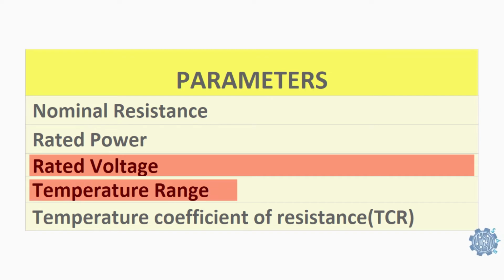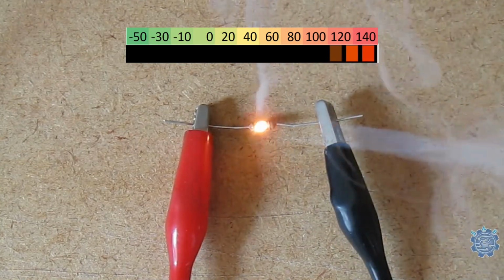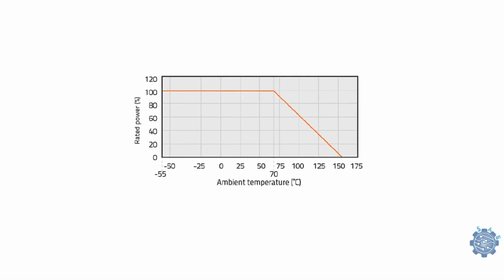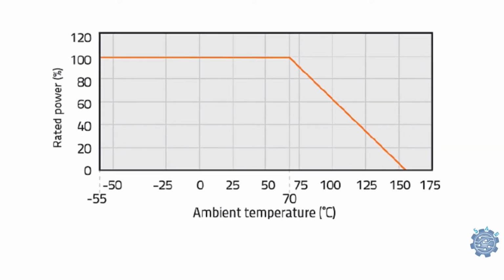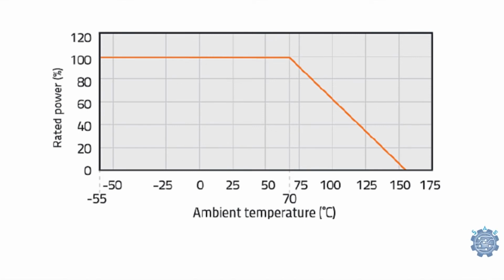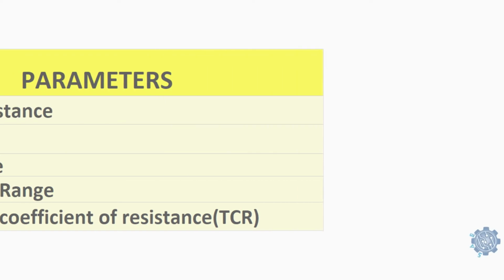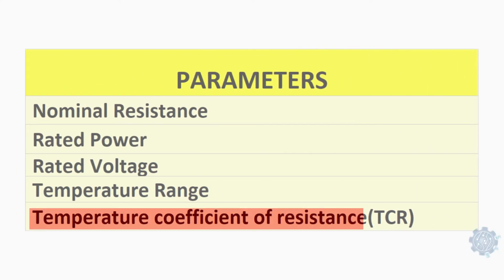Also, resistors have a temperature range in which they can operate, and if they exceed it, they will get damaged. If the temperature increases more than the rated temperature, then the power that the resistor can dissipate through heat will decrease. This phenomenon is known as derating and usually can be found under a graphic in the datasheet. Also, the resistance of resistors can change with temperature. This parameter can be found as the temperature coefficient of resistance.